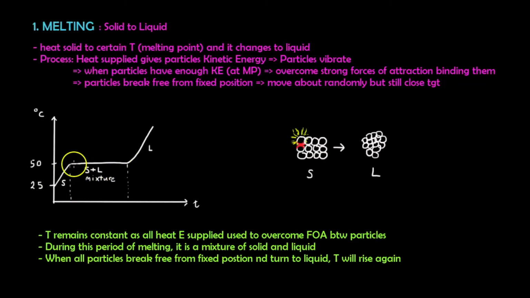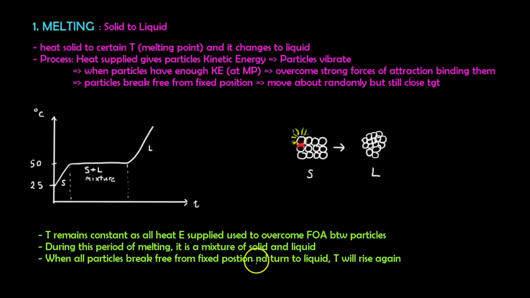And this one doesn't really make sense because it's a straight line. But this is a solid plus liquid mixture. What do I mean? Because at this stage, temperature remains constant. Why? Because all the heat energy supplied is used to overcome the forces of attraction between the particles. So during this period of melting, it's a mixture of solid and liquid. Some will be solid particles, some will be liquid particles. And when all the particles break free from their fixed position, they will turn into liquid and temperature will rise again.